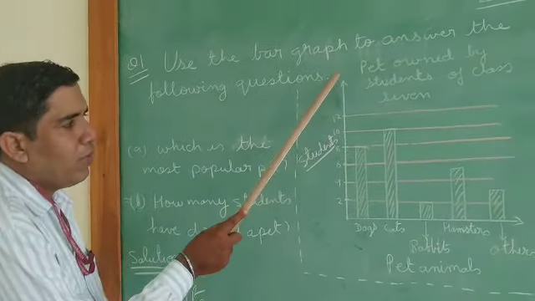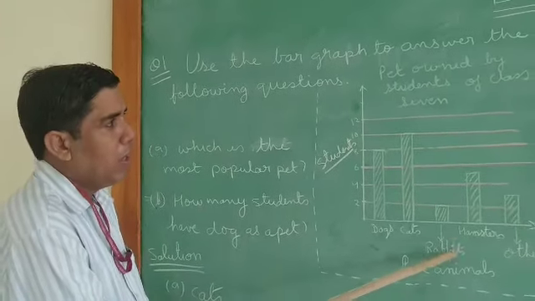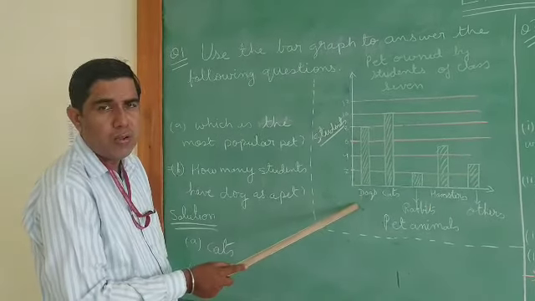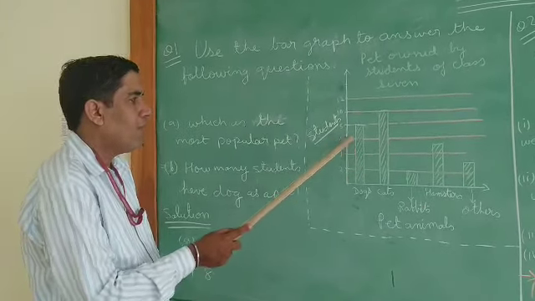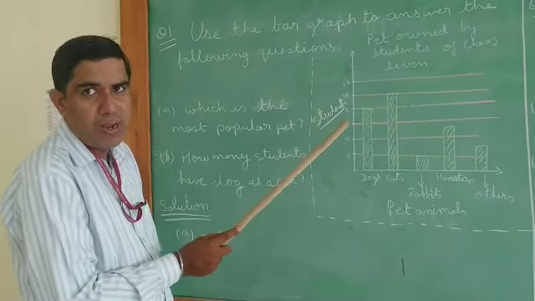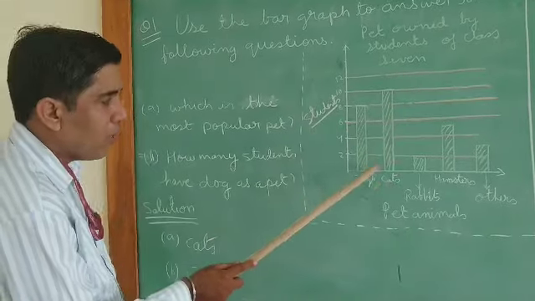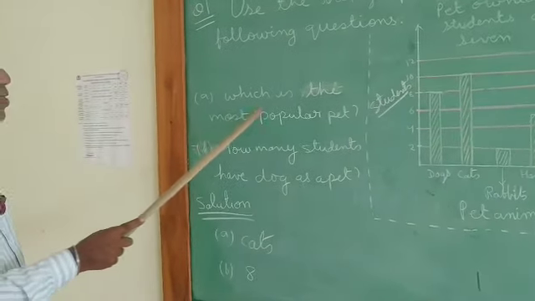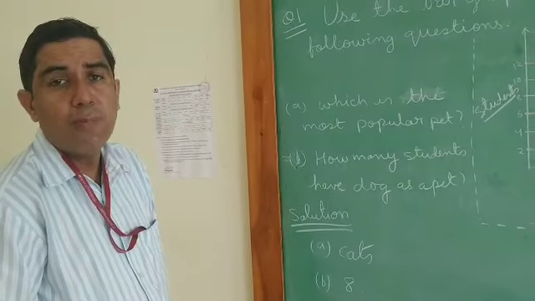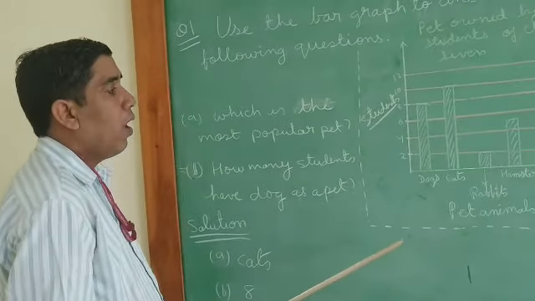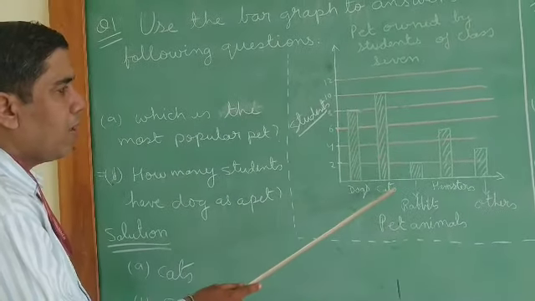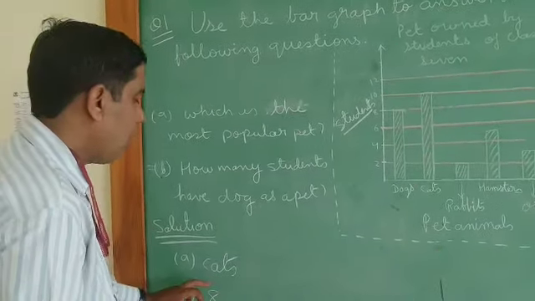Now first we have to understand the graph properly. If you observe the graph and try to understand it, what is the height of each bar? That is the main thing we have to analyze here, and on the basis of this, questions will be asked. Which is the most popular pet? Popular means the highest number. So you can see dog is 8, cat is how much? 10. So the answer is cats.